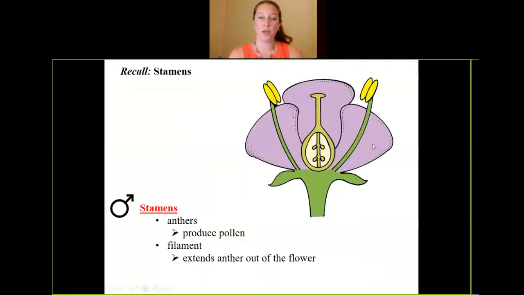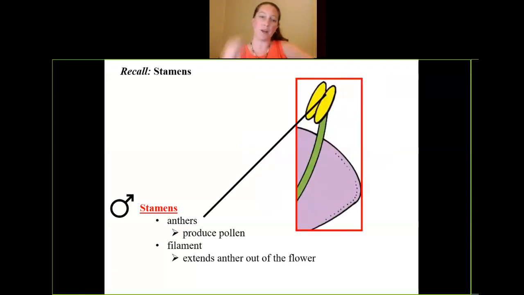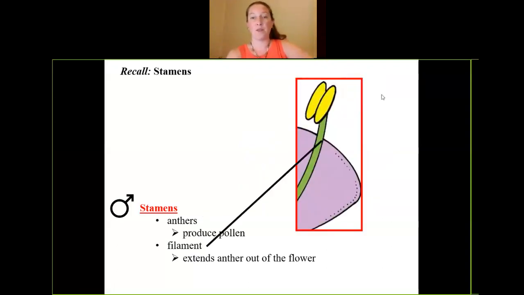So let's go to the next, right? So here you go. Here's your stamens, which are made up of the anthers, which produce the pollen, and the filament that holds the anthers out of the flower.